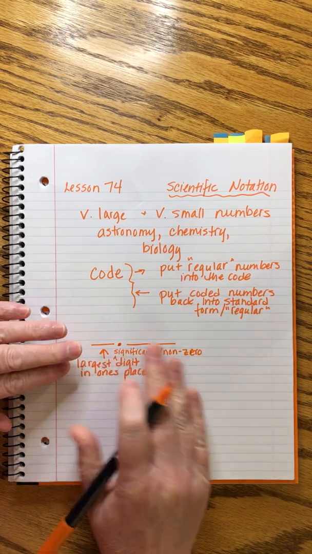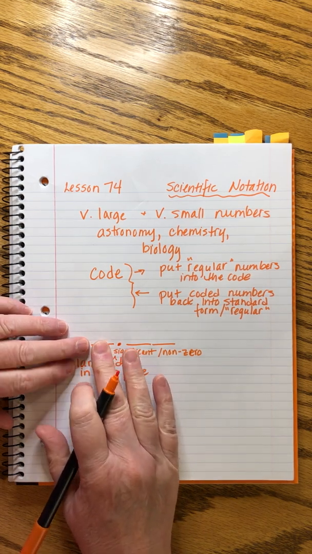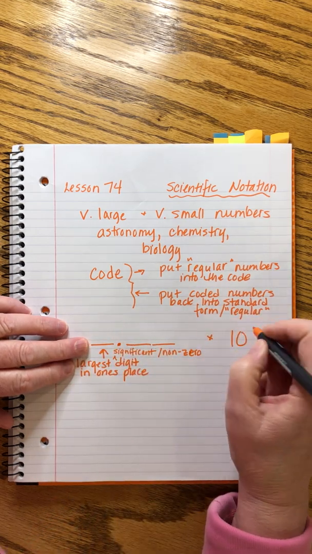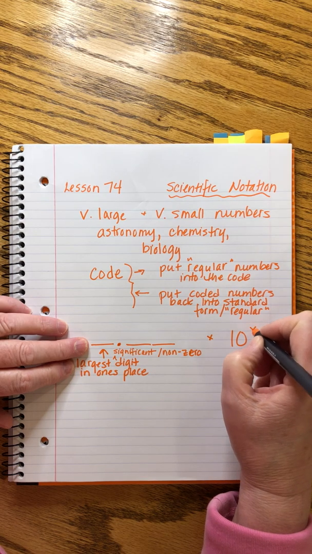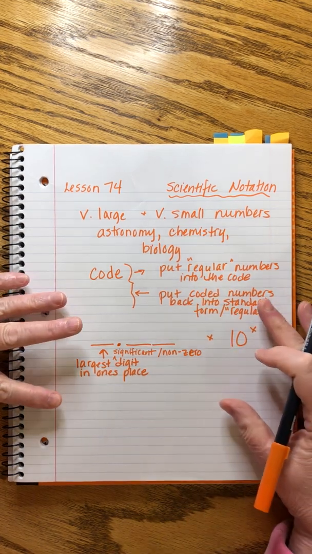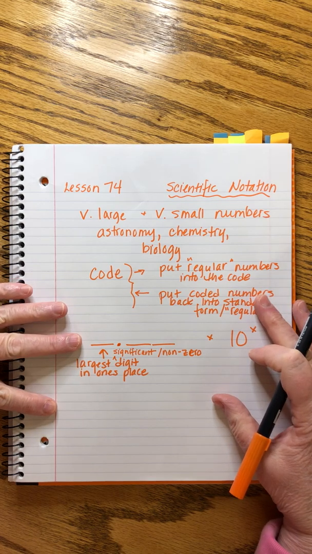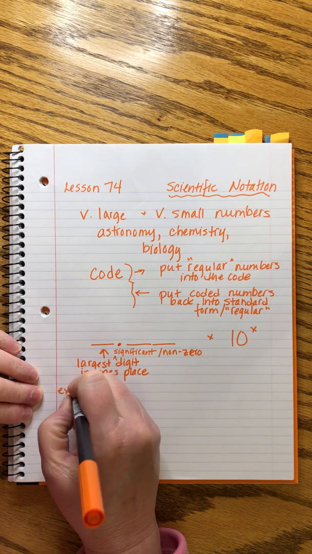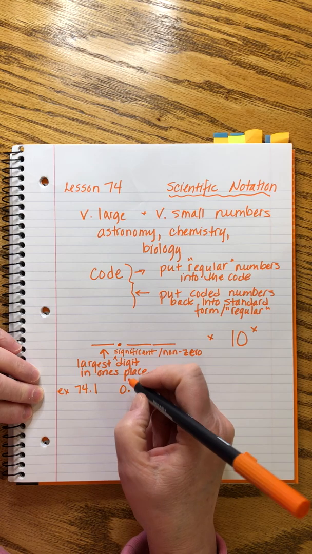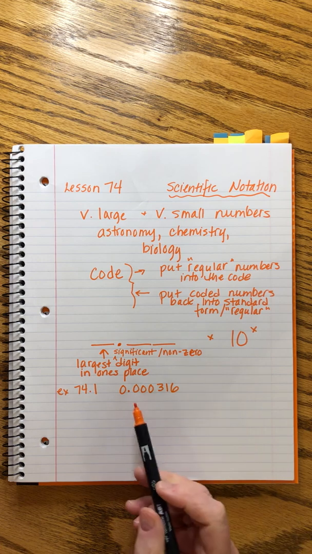Okay? So we take a number and we make it so that the digit in the ones place is the biggest digit, and then we can have all of those. Then we multiply it by 10 to a power. Okay, this is the form. This is the coded form that we put all the numbers in to say that they're in scientific notation form. All right, let's practice doing one. We're going to take a very small number, 0.000316.